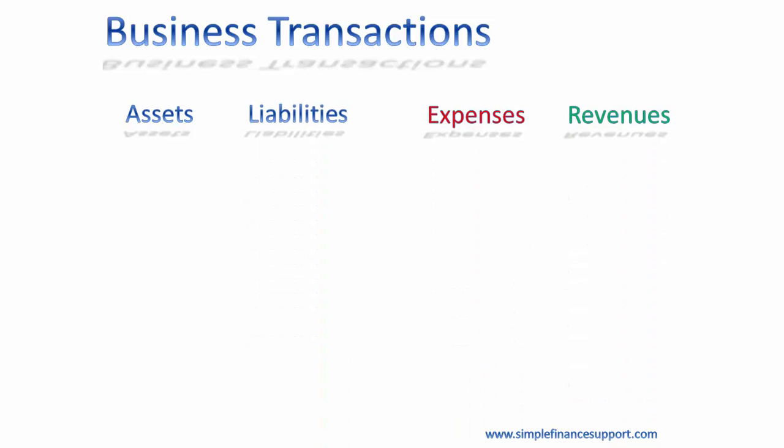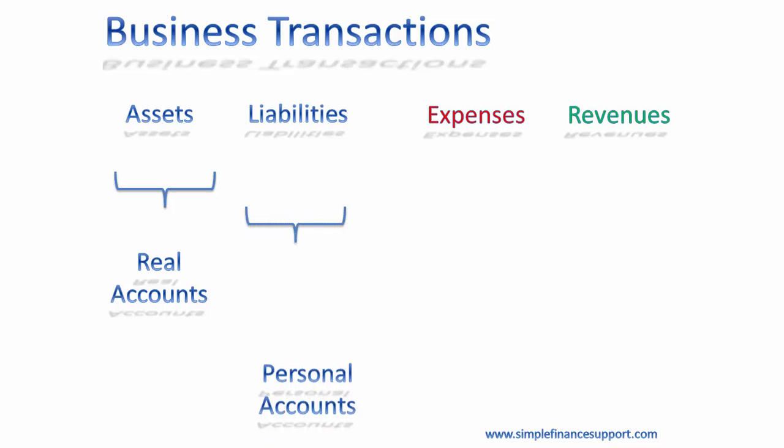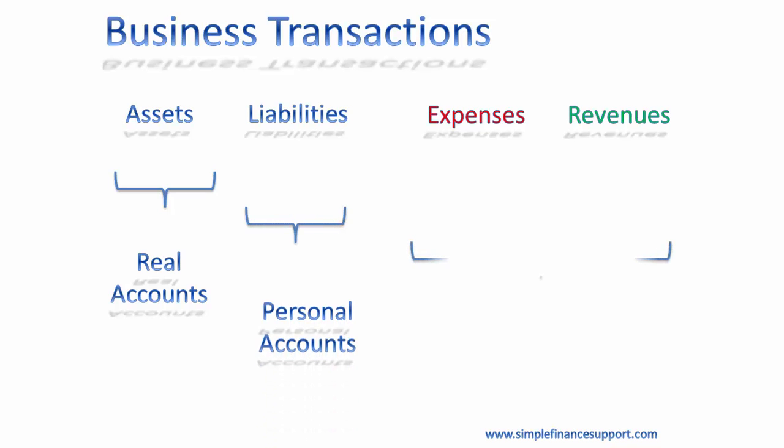So let us look at the business transactions and what are the types of accounts. Like we said, basically the business transactions can be segregated into assets, liabilities, expenses, and revenues. So assets are treated as real accounts. Even though it's an account, we call it a real account. Whereas liabilities we mostly call personal accounts, and then expenses and revenues are called nominal accounts. Okay, so this is another name given to the accounts.